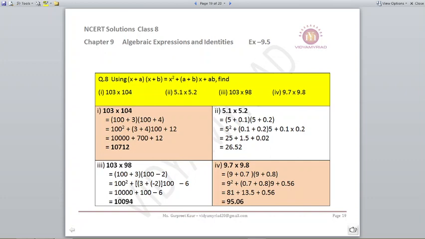Next, 9.7 into 9.8 can be written as 9 plus 0.7, 9 plus 0.8. X is 9, a is 0.7 and b is 0.8. So put it into the formula, it becomes 9 square plus 0.7 plus 0.8 into 9 plus 0.7 multiplied by 0.8. You will get your answer as 95.06.